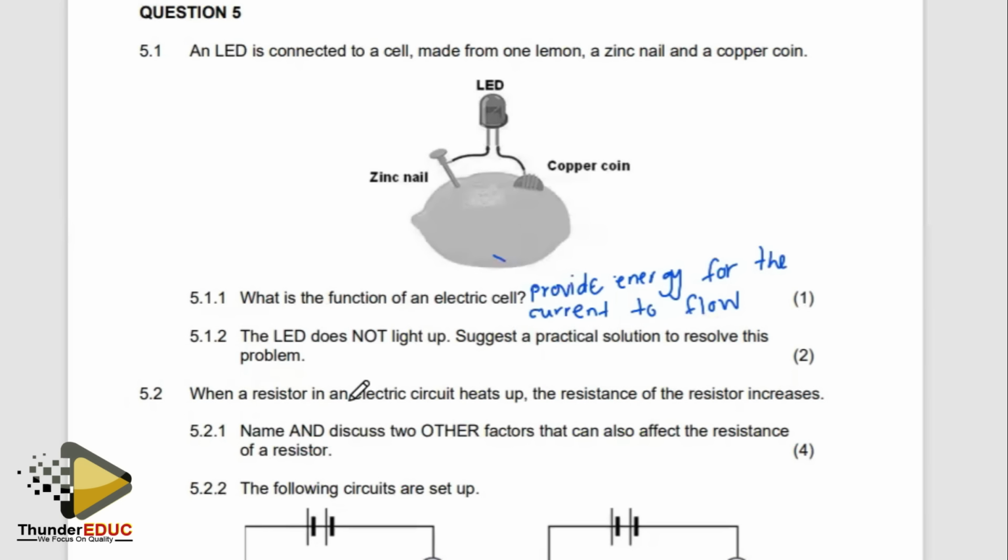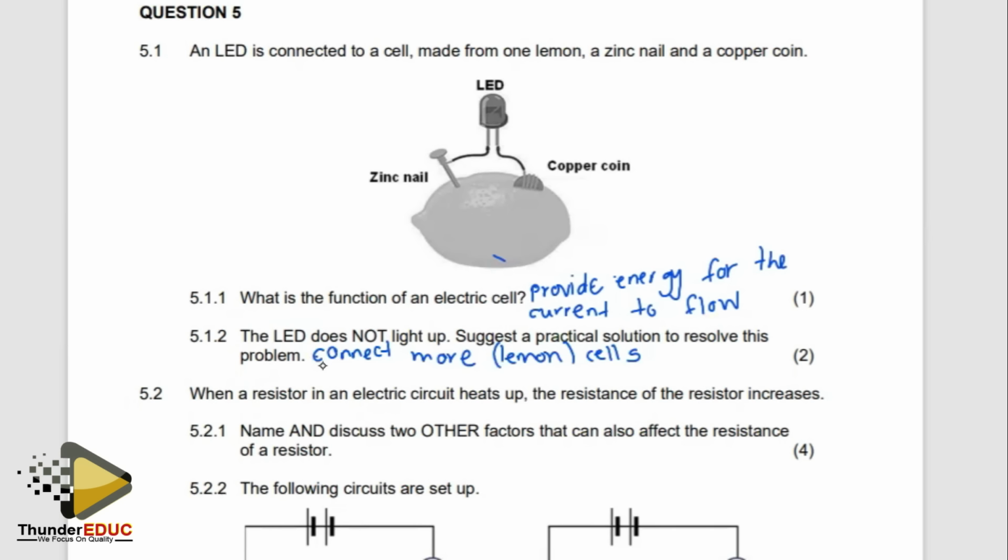We are going to add more lemon cells. Okay? So this is what we're going to do. We are going to connect more lemon. This is a simple cell. So we're using a lemon as the source of energy. So we're going to connect more lemon.